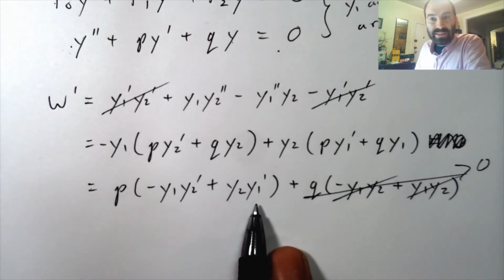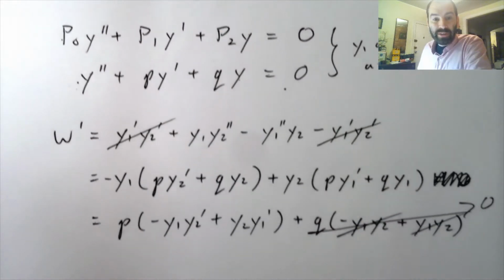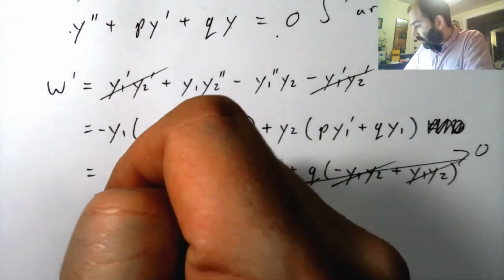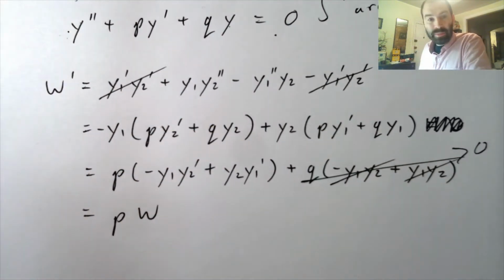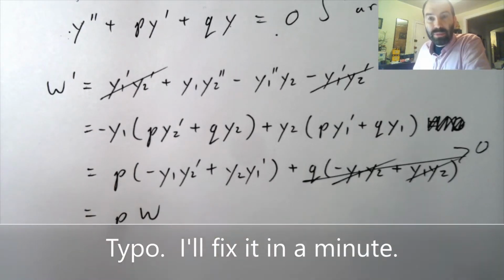Now what is this? Look familiar? That's W. That's the Wronskian. It has reappeared. All right? So I really have P times W. So look at this. I got a new differential equation. W prime equals P times W.